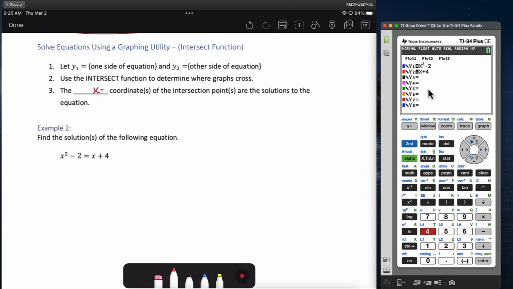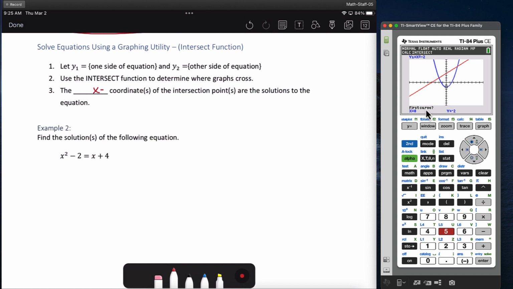Take a second to double check, make sure you don't have any typos, and we can graph it, and this time we're looking for these 2 intersection points. We're looking for the x values of those 2 intersections. So once again, we'll go to the calc option, second trace will take us there, and this time we're looking for where they intersect, number 5.